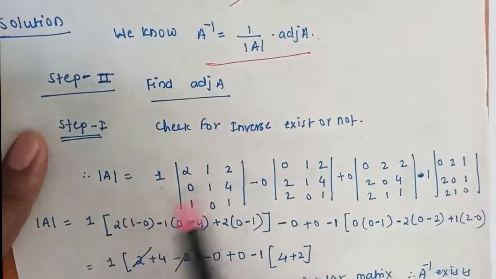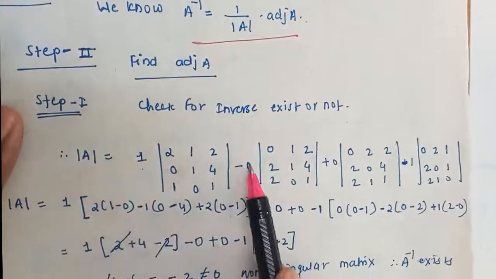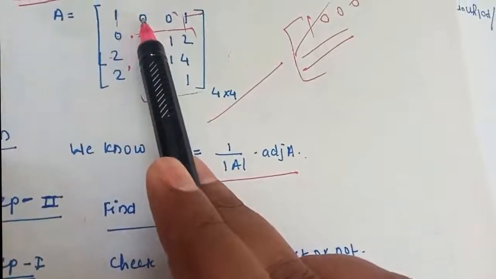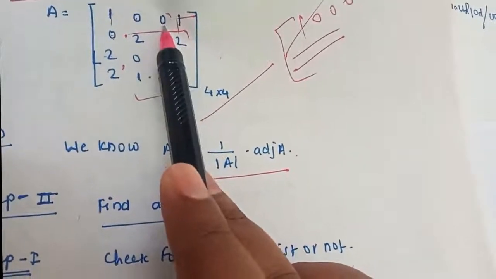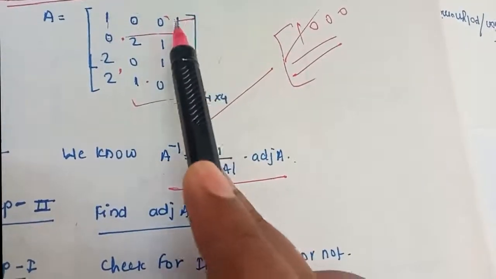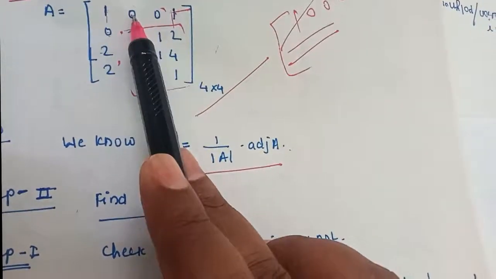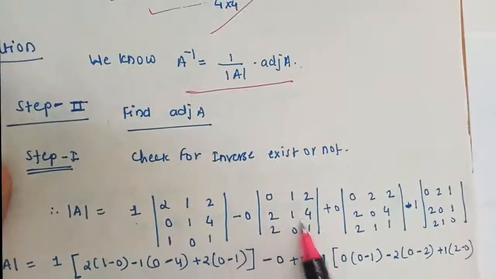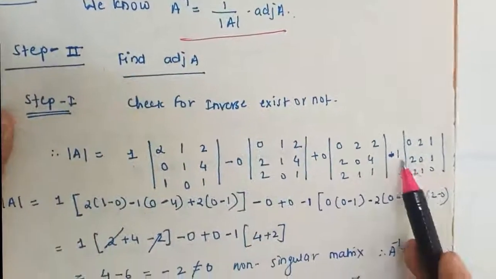Doesn't matter. Same way, first element 1 plus 1, so it will be plus here. The next is 1 plus 2, so it is odd. This is even, and this is the first row and the fourth column, so odd. This will be negative and this will be negative and this 2 will be positive. So minus 0 into this matrix, anyway expansion doesn't matter, 0 will come, this again 0, 1 into this.